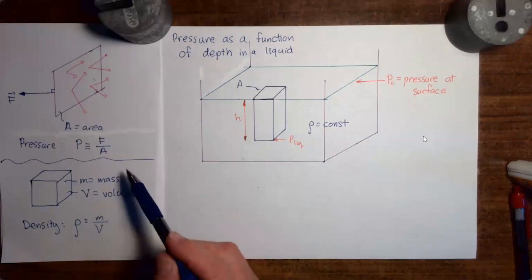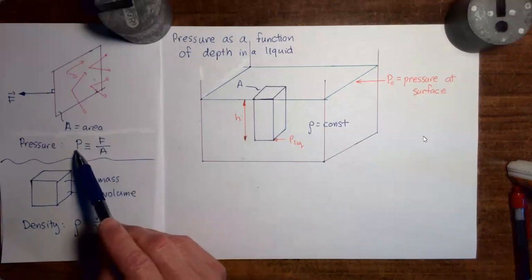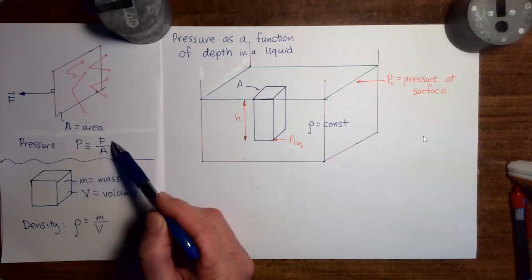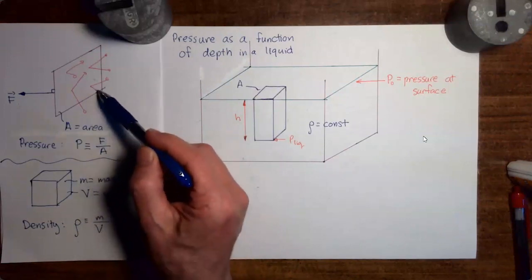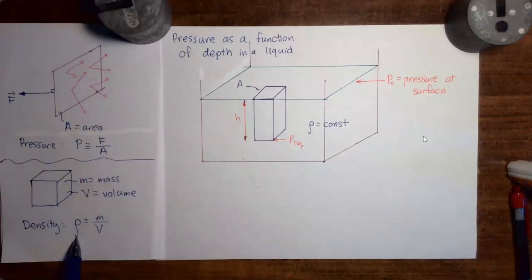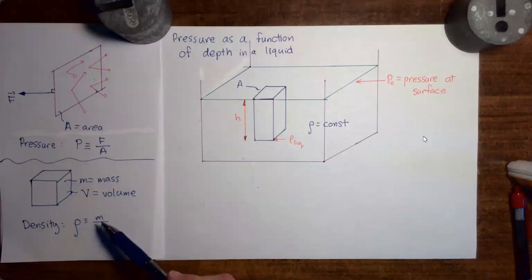In this video, we're going to be using the idea of pressure in a fluid. Pressure is defined as the force that the fluid exerts on some surface divided by the area of the surface. We're also going to be using the idea of density, which is the ratio of a substance's mass to the volume it occupies.